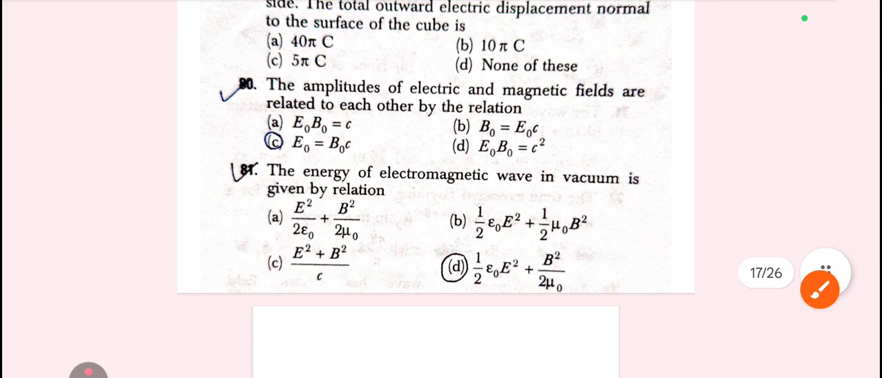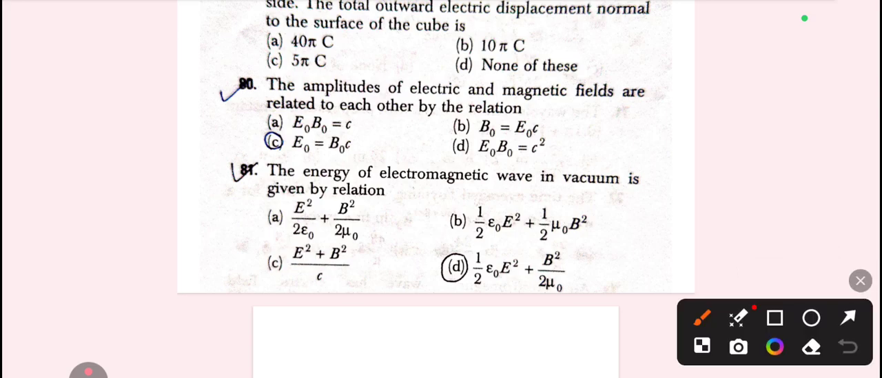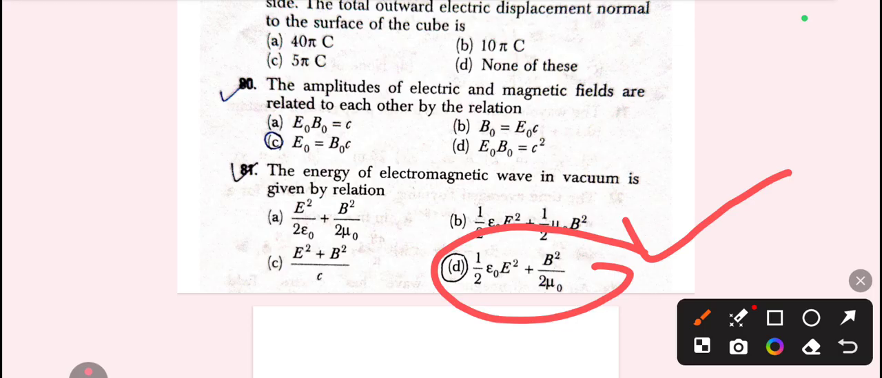The energy of electromagnetic wave in vacuum is given by the relation. This is a very important relation. Previously asked many times.